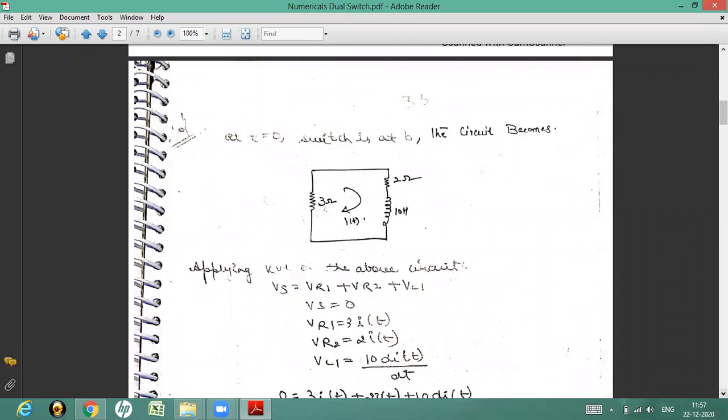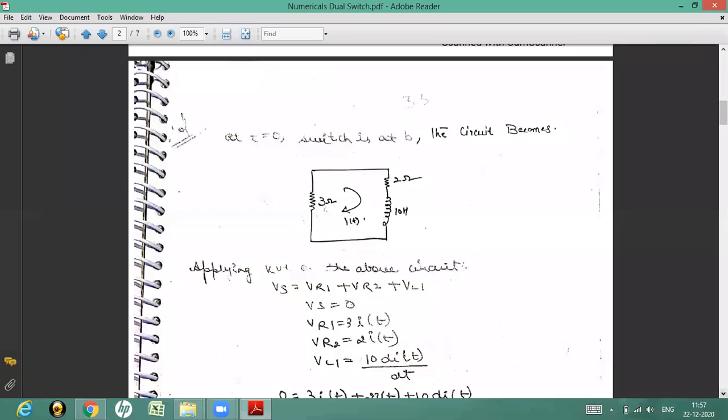So accordingly, I have to write the equation Vs equals VR1 plus VR2 plus VL1. But since there is no voltage source present in this circuit, the source voltage Vs is equal to 0. The 3 ohm, 2 ohm, and 10 Henry are all the load. Accordingly, VR1 is equal to 3 i(t), the reason being it is a resistor, and in case of a resistor, voltage is equal to I into R. So I is i(t), R is 3, so VR1 becomes 3 i(t).